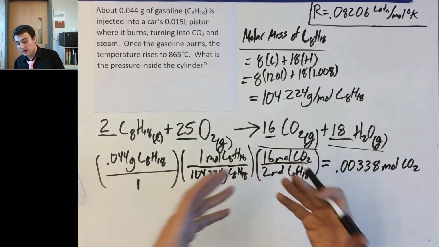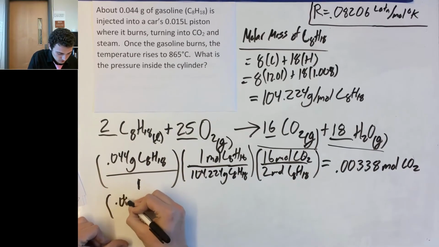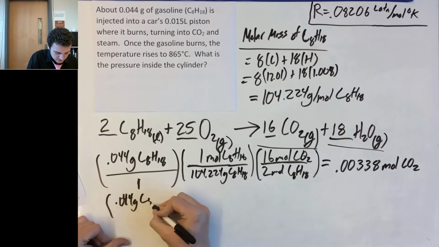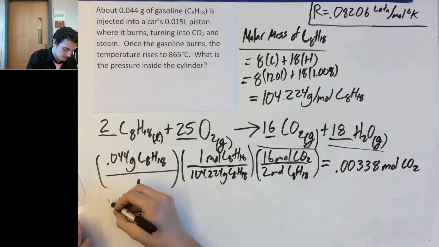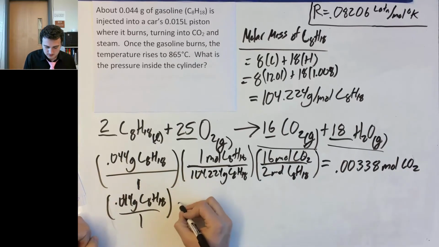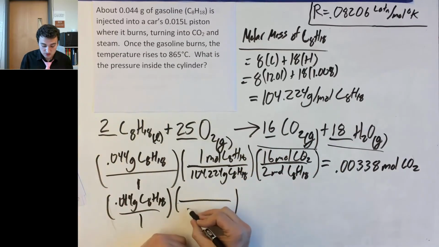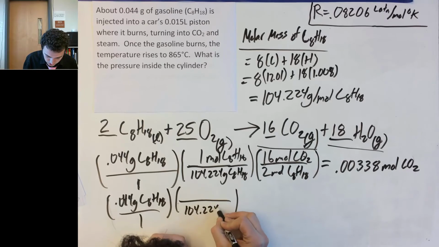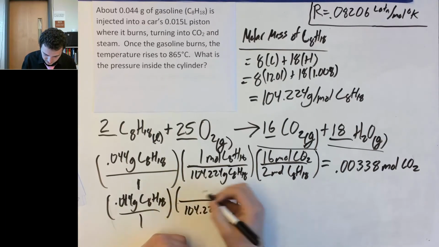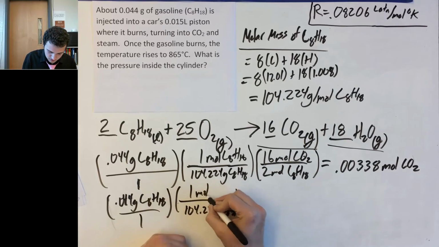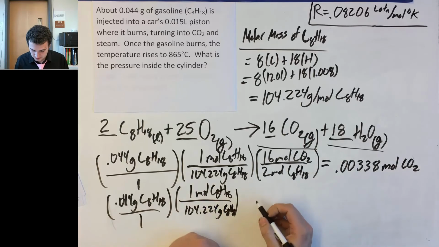So again, to find water, I have to do this process again. I again started with gasoline. I have 0.044 grams of C8H18 over 1, as a fraction. And then for my second fraction, I again need to get into moles. So 104.224 grams C8H18 for every 1 mole of C8H18. Handwriting's getting a little sloppy.